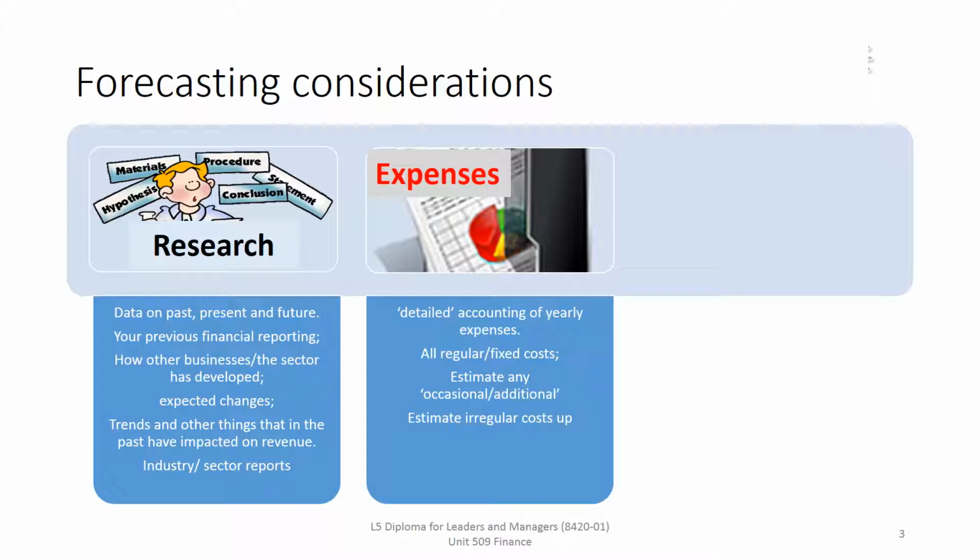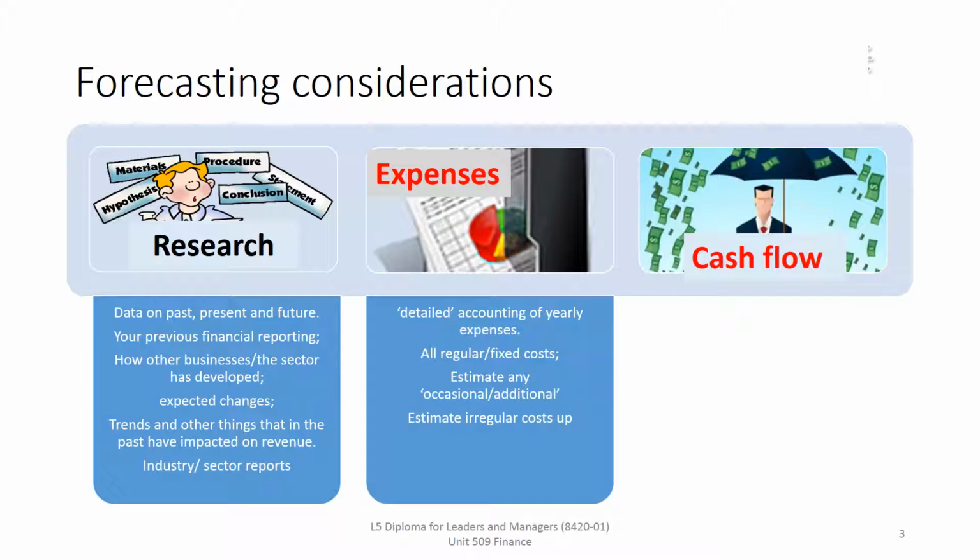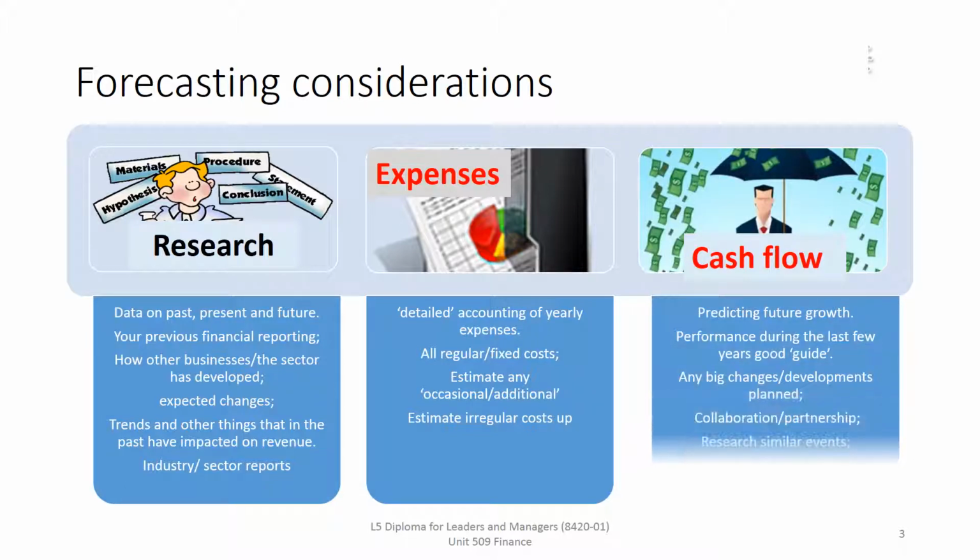And then thirdly, it's about the organisation's cash flow history. Predicting future growth phases is difficult, but performance over the last few years should give you a good guide. If the organisation has big changes or developments planned in the strategy, such as a new product line, diversity into new markets, expansion or collaboration and partnership, for instance, it will need to be considered, and you could research similar projects or similar events to try and estimate the revenue flows and to know the direction the organisation is moving or might be heading.